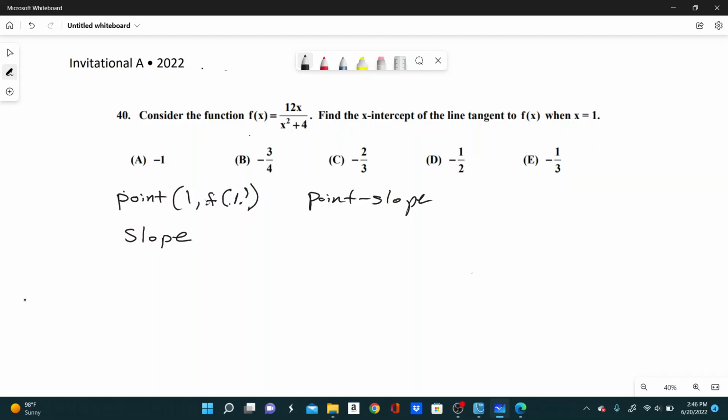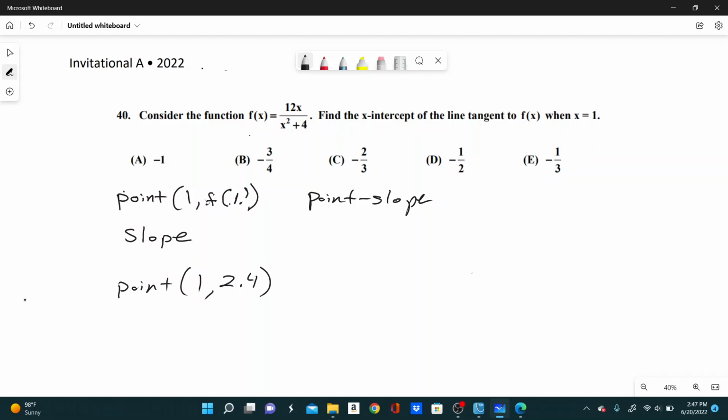So to find these things, well, we already know that the x-coordinate is 1. So our point will be 1 comma f of 1. And to find f of 1, well, we have an equation for that. We know f of x equals 12x over x squared plus 4. So let's see, 12 times 1 is 12, divided by 1 squared plus 4, that's 5. So 12 over 5 is just 2.4.